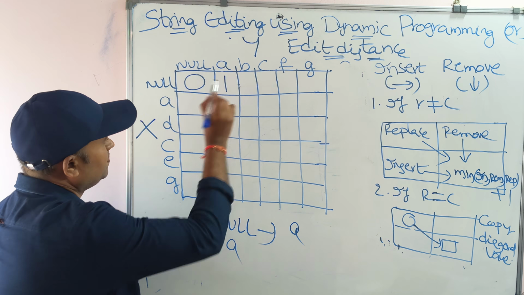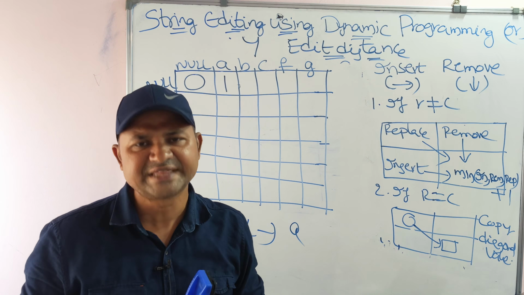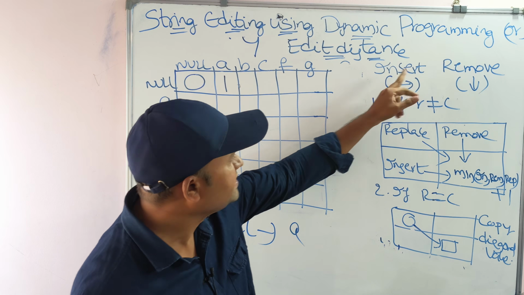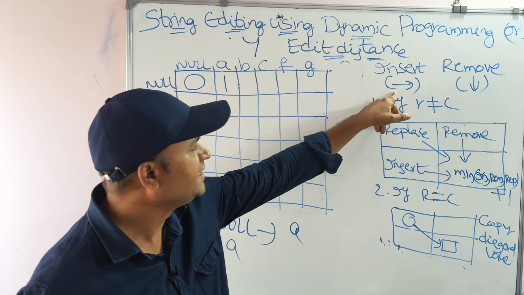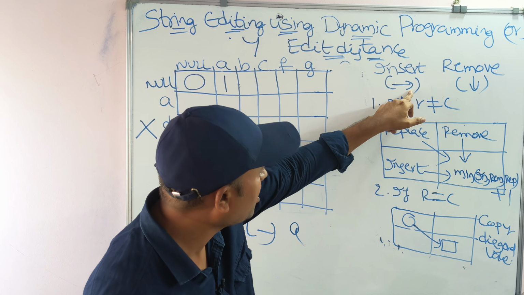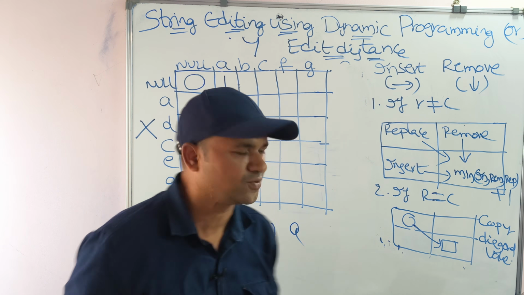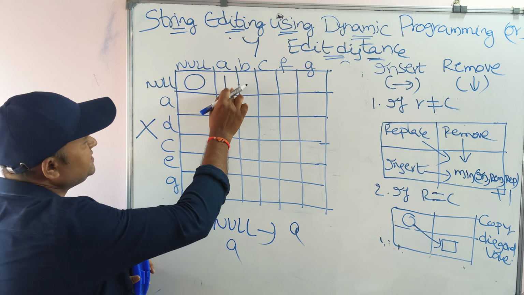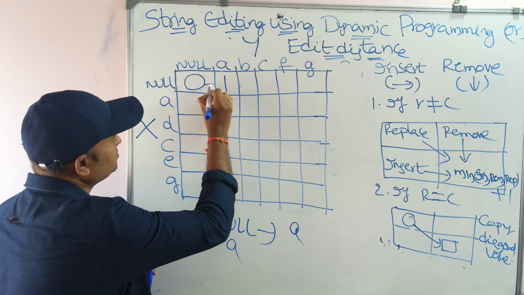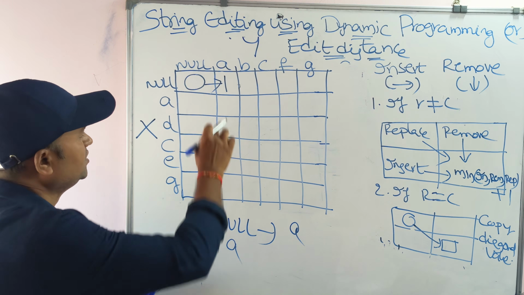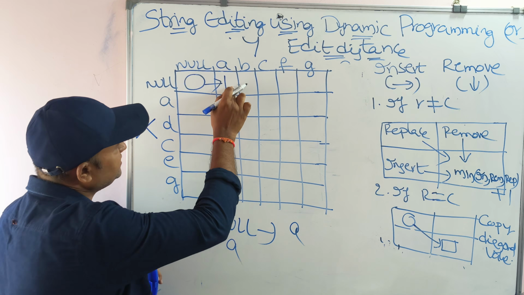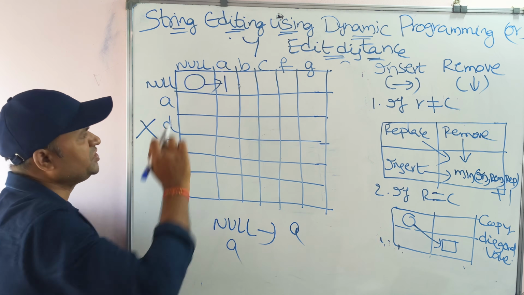So one operation. Here we have three operations: insert, remove and replace. Insert operation is denoted by horizontal arrow. Remove operation is denoted by vertical arrow. Okay. So this is insert operation. So we have to use horizontal arrow. This horizontal arrow specifies that this one is coming from this 0.